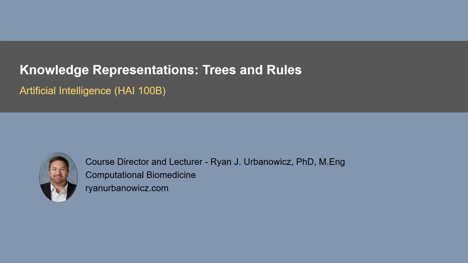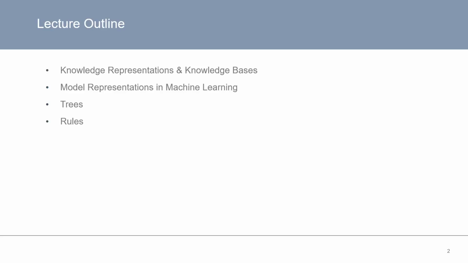Welcome to this lecture covering two knowledge representation strategies, specifically trees and rules. During this lecture, we'll start by introducing knowledge representations and knowledge bases. Then we'll take a brief look at knowledge representations in the context of machine learning. Then we'll take a closer look at trees as one form of knowledge representation, and lastly, rules as another.